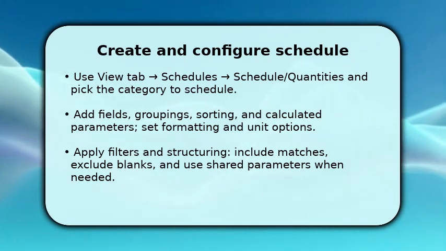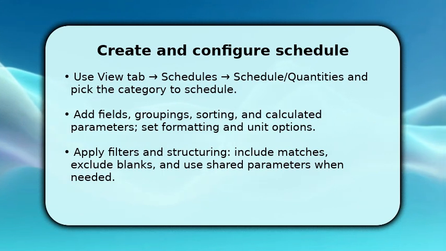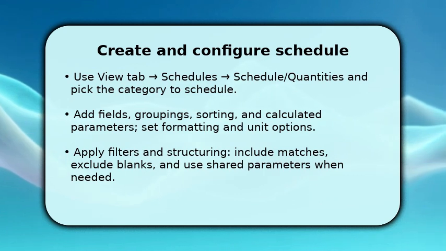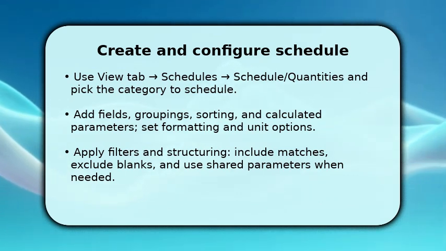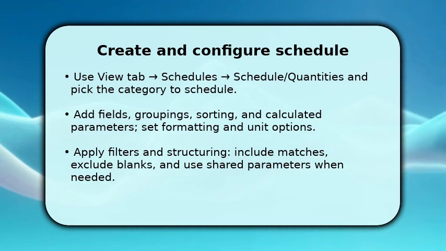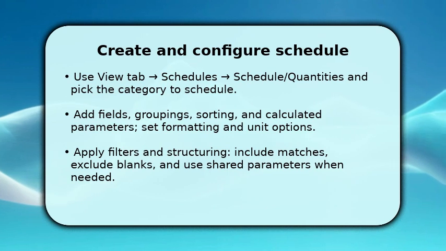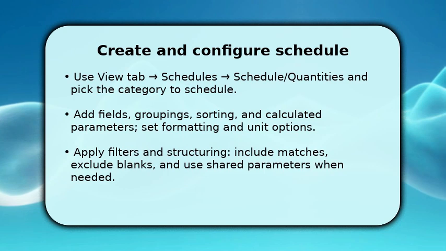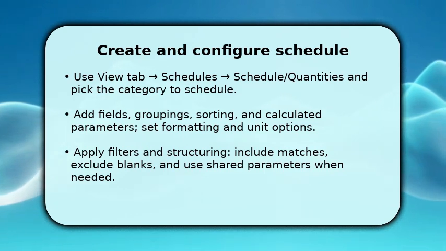Add the precise fields you need, then set sorting and grouping to organize output. Grouping reduces manual post-editing. Use calculated parameters to derive lengths, areas, or cost values, format units, and rounding for consistency. Apply filters to limit rows to the intended set, and enable Itemize every instance only when required.